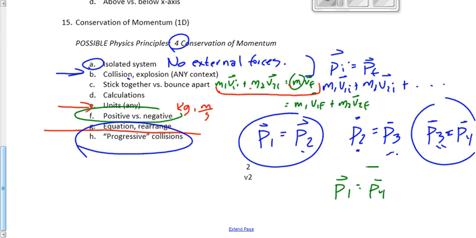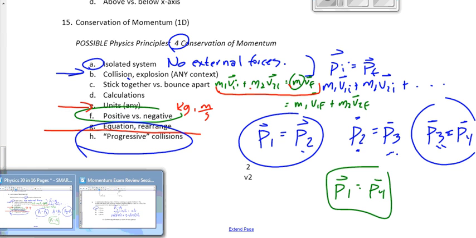P1 equals P4. So if you've got a progressive collision, which we're about to see in a second, you can go through the process of finding the initial and final momentum a couple of times, a couple of different problems, but you can simplify it by simply looking at the initial momentum before anything happens and the final momentum after everything happens. You don't have to look at each individual collision. You can, but it's twice as much work if you want to do that. Let's take a look at this question, please.